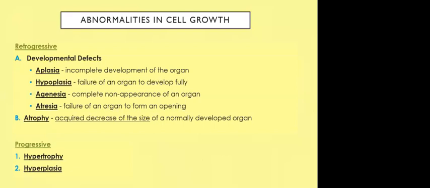Review from the previous discussion: in hypertrophy, the tissue increases in size due to an increase in the size of the individual cells, while in hyperplasia, the size of the organ or tissue increases due to an increase in the number of cells. Again, hypertrophy increases because the size of the cells itself becomes bigger, while hyperplasia is an increase in the number of cells in our tissue or organ.